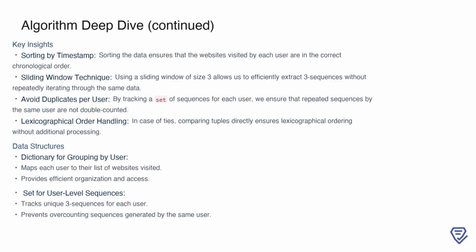Finally, to handle ties in sequence frequency, we rely on the natural lexicographical order of tuples. This simplifies the process of determining the smallest sequence without requiring additional sorting or processing. The algorithm also leverages well-suited data structures: dictionaries for grouping website visits by user and tracking global sequence counts, and sets to ensure user-level uniqueness of sequences.